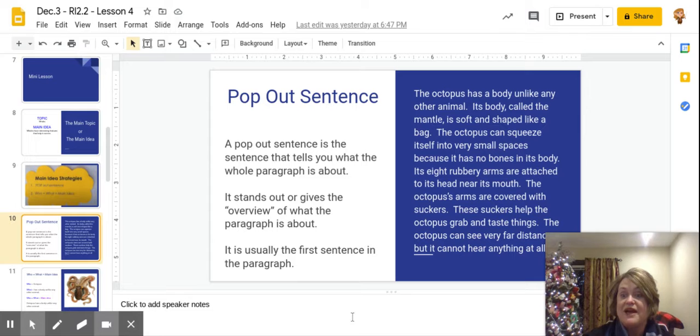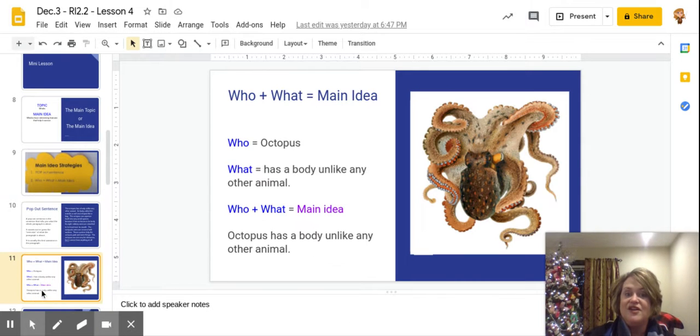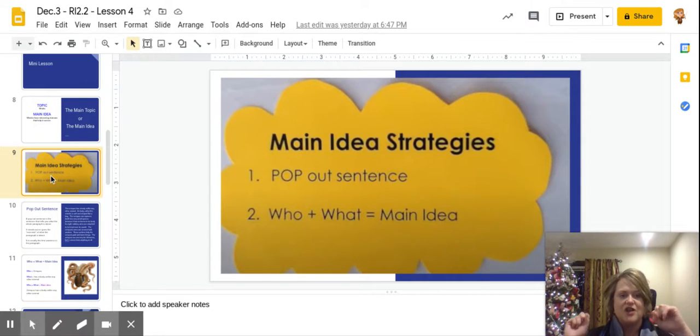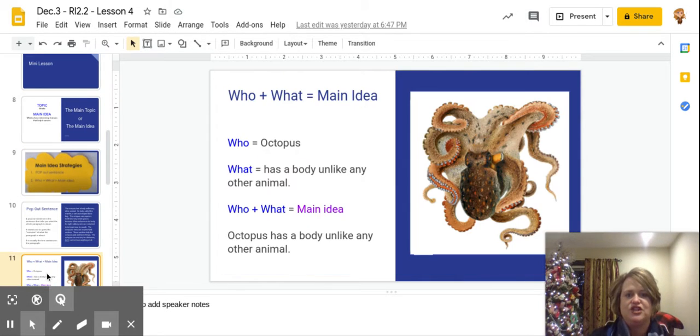Okay? So that will help you. Also, another strategy that we saw in our strategies cloud was number 2. Who plus what equals the main idea? Mrs. Dec, we cannot do math with words. Yes, we can. But we're not going to do math, I promise. We're going to do reading. But what it's telling us is we can take the who, add the what, and that is going to tell us the main idea. Let's see how this strategy works.